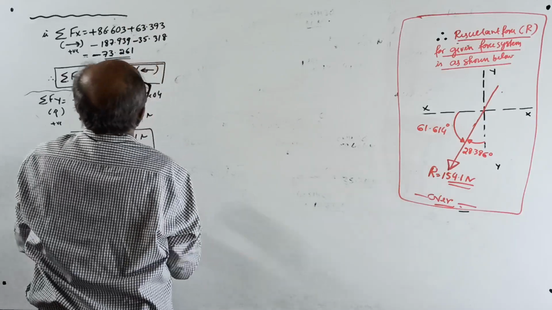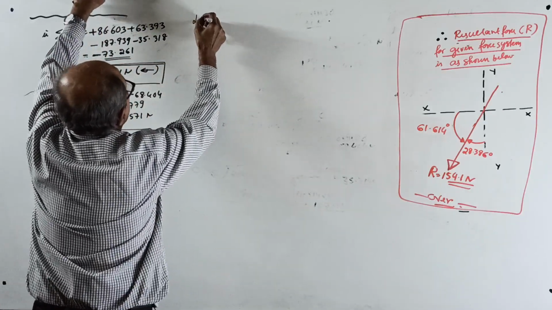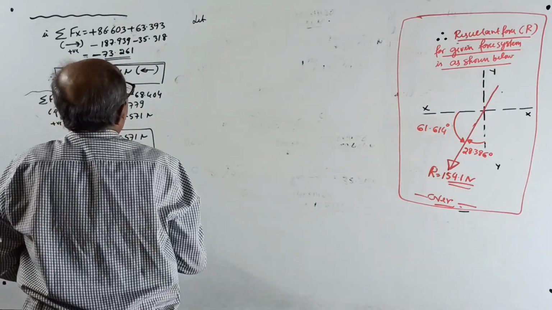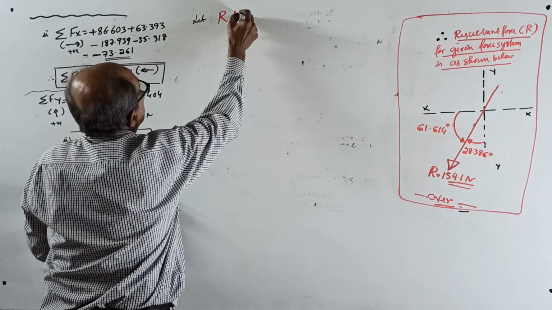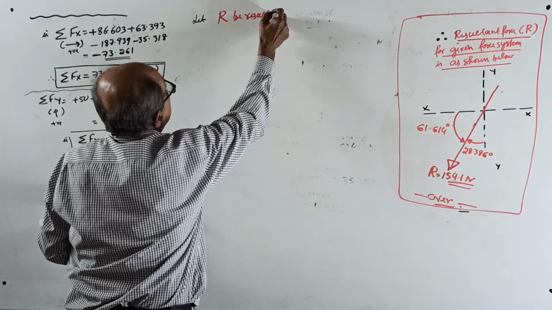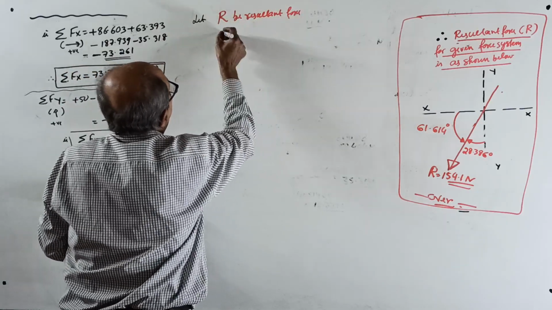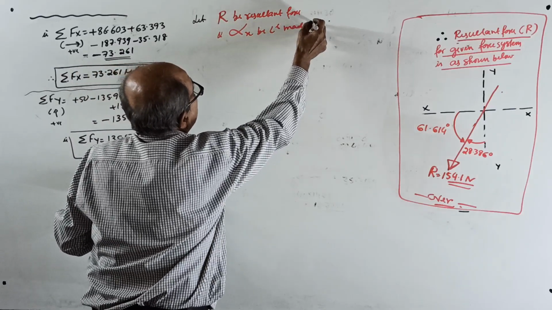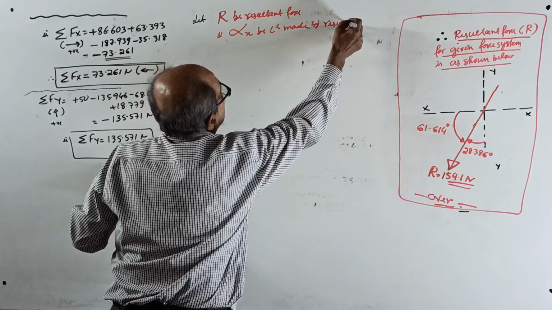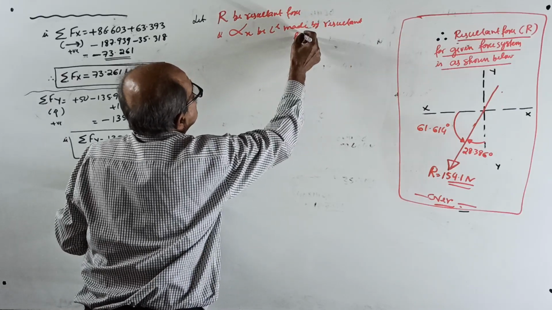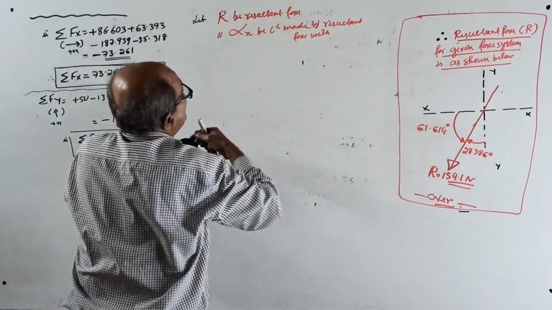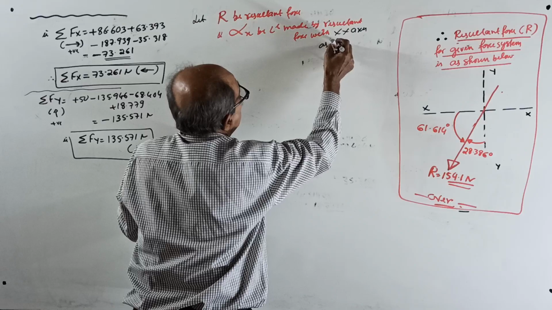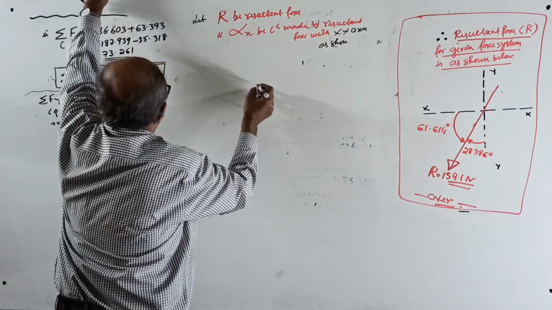I got confidence. Now, in red color, let R be the resultant force, and alpha x be the angle made by the resultant force with the x-axis, as shown. Very important: I will tell you what 'as shown' means. See here. Mark the point O.